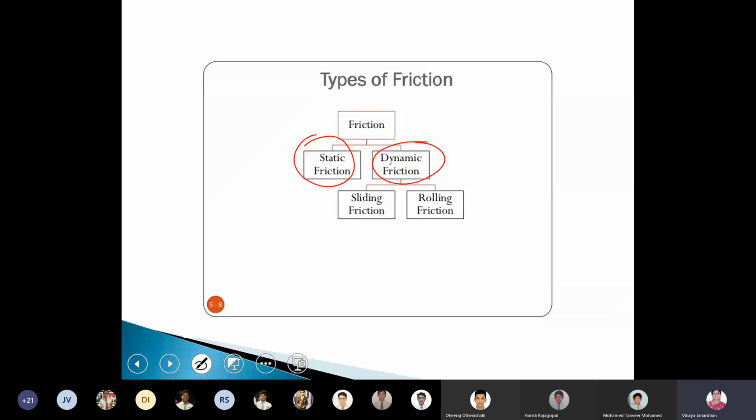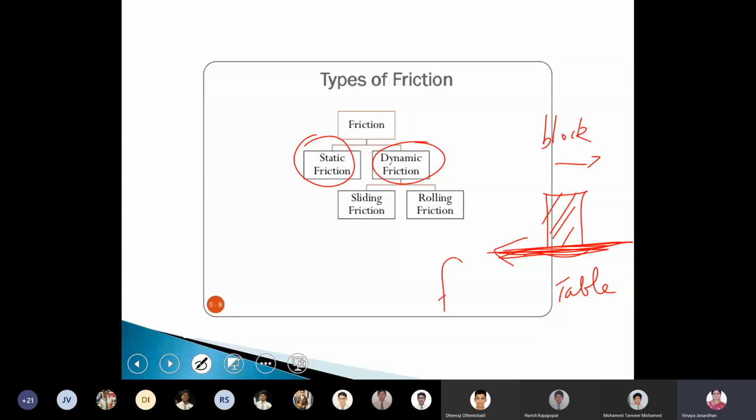For friction, there should be two bodies in contact. If I have a wooden block placed on a table surface, when one object moves over the other, say the block moving over the table, there will be a frictional force acting at the interface, the space between the block and the table. Always, frictional force is a tangential force, acting along the surface which divides both the objects.